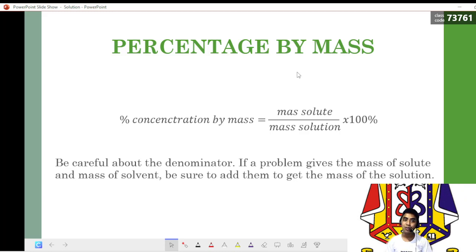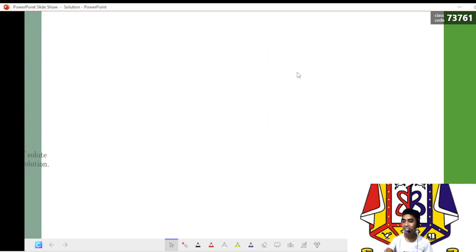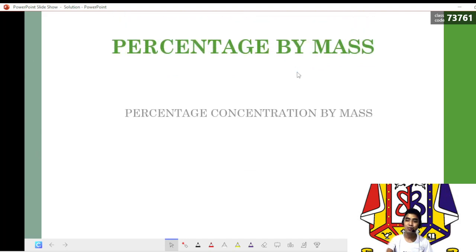Remember, if we add the solute and solvent, we get the solution. Let me repeat: you need to add the solute and solvent to get the solution. Okay, so let's start with sample problem number 1.